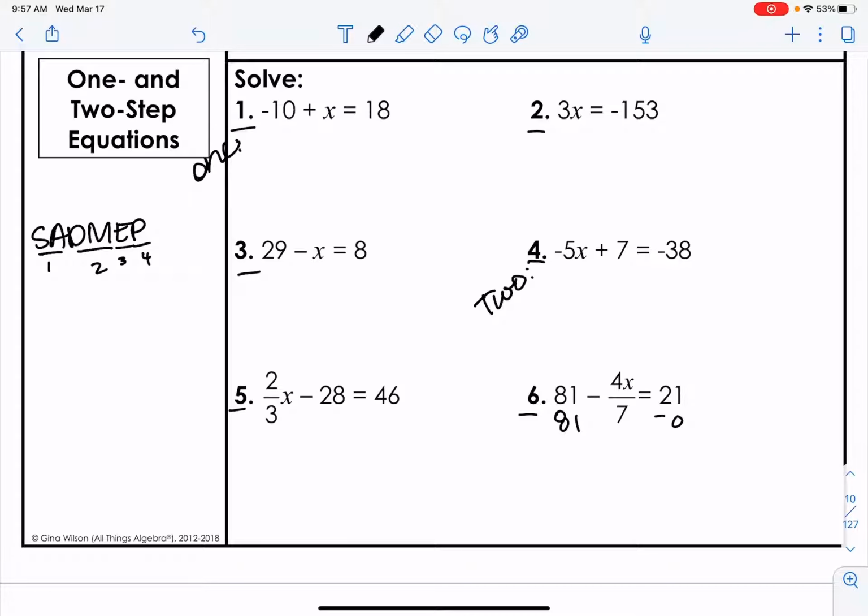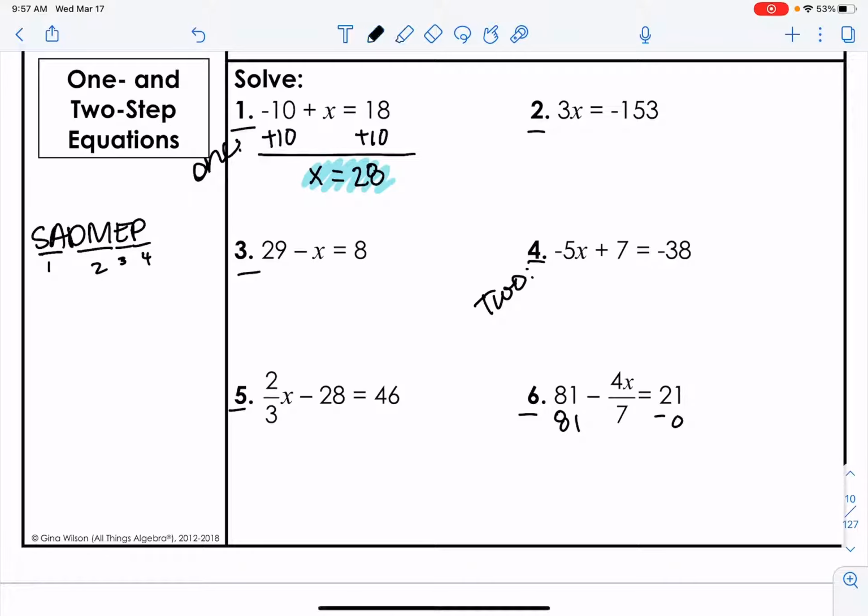All right, so for number 1, I see that -10 is being added to my x, so I will do the inverse operation, which is adding 10. And if I do that to the left side, I have to do it to the right side. Well, a number plus its opposite is always 0, so I just have x equals 18 plus 10, which is 28.